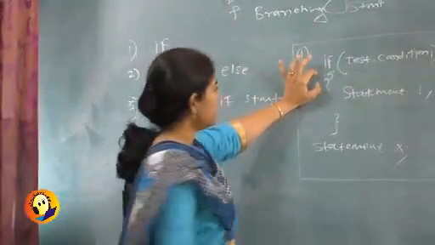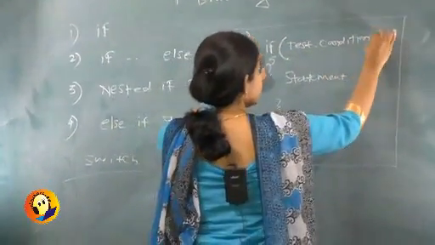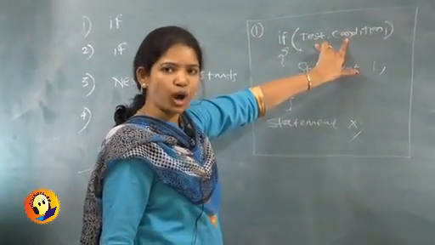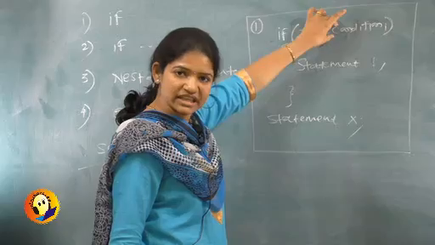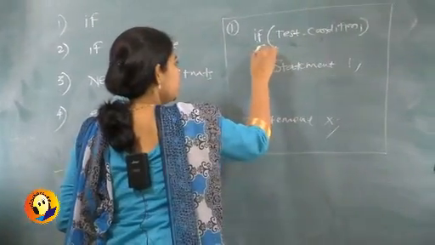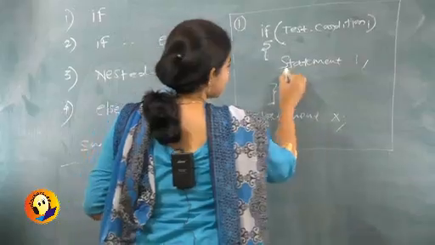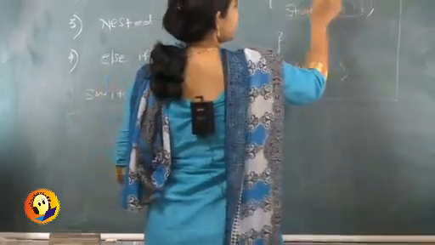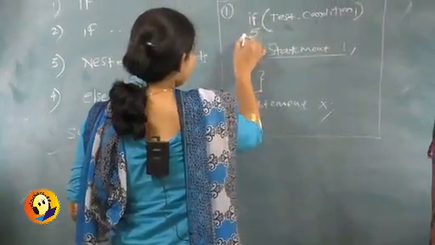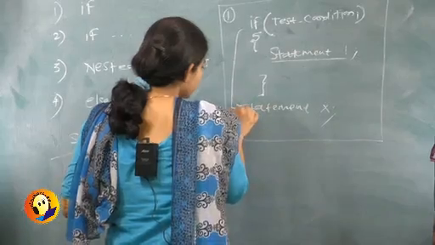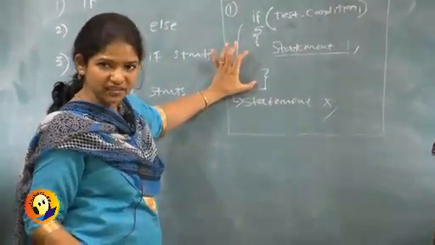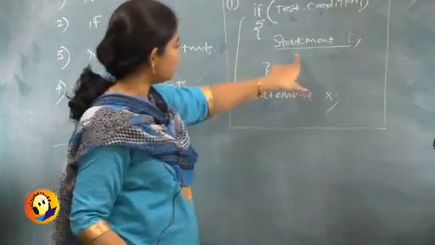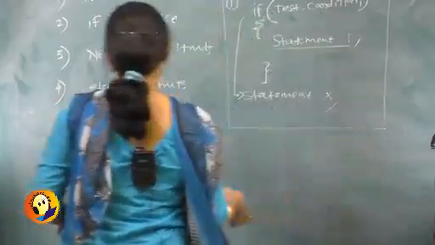If is a keyword. In the opening round bracket and closing round bracket you need to provide the test condition of the if block. If this particular condition is true, it will enter into the if block. It will execute the statements written in the if block. If this condition is not satisfied, it will directly go to the next statement after the if block. So the next statement after the if block is statement X. I will better explain this concept with the help of a flowchart.